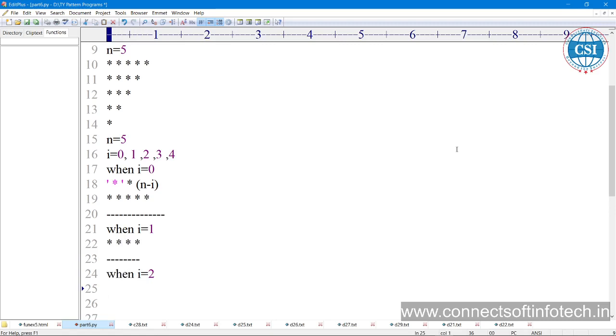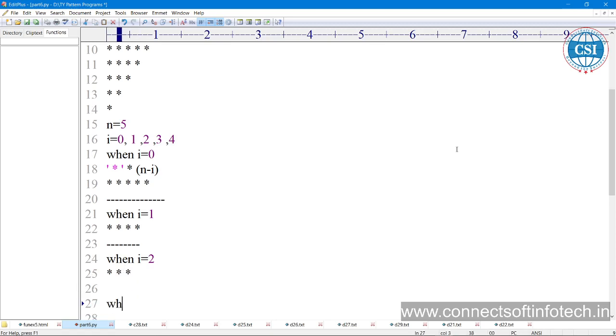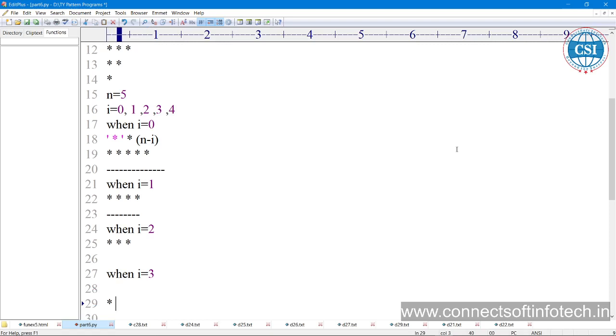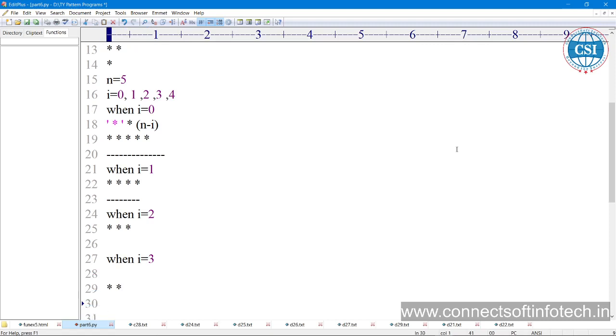Okay, then how many times will the star print? 3 times. Then when i becomes 3, how many times will it print? n minus i. 5 minus 3, that is 2 times. Yes, 2 times this will print. When i becomes 4, the asterisk will print 1 time. Then when i becomes 5, that is not possible.